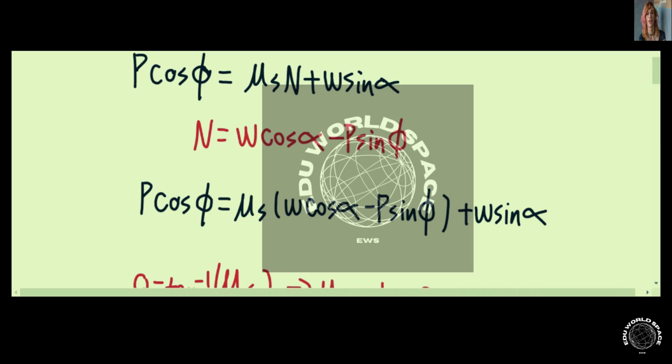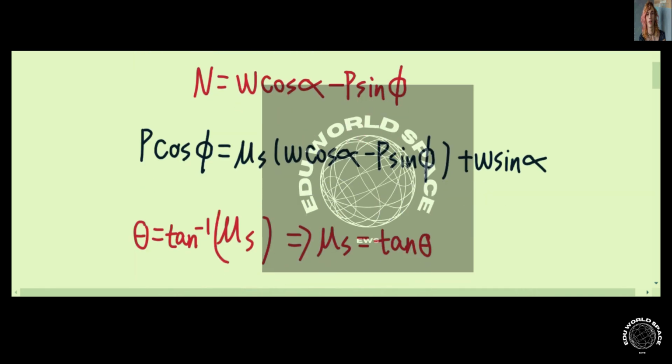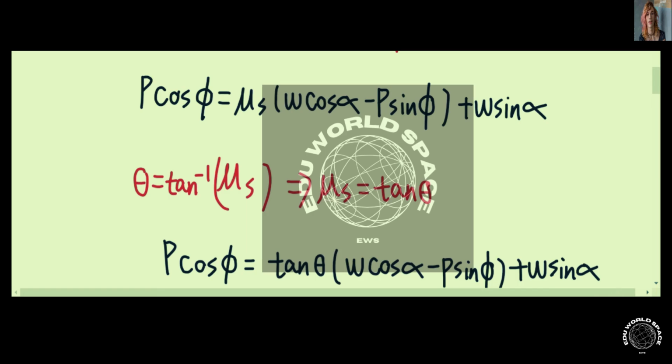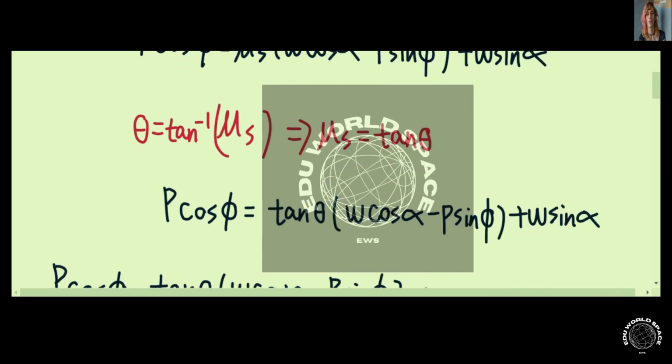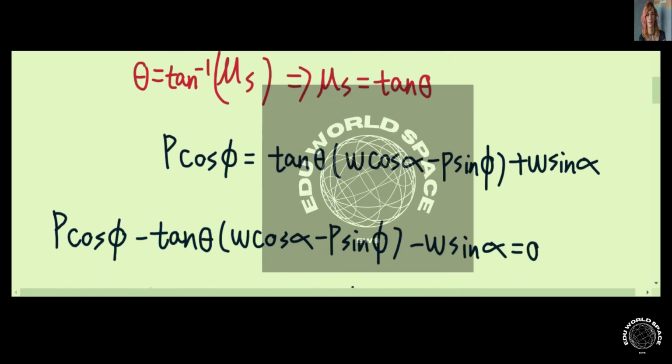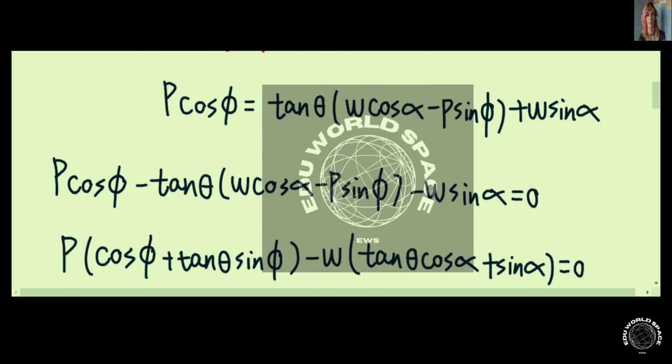plus W sine alpha. And remember in the question, it was given to us that angle theta can be equal to inverse tangent mu S. Therefore, the coefficient of the static friction can be equal to tangent theta. So now we have P cosine phi is equal to tangent theta times W cosine alpha minus P sine phi plus W sine alpha. Therefore, we have P cosine phi minus tangent theta times W cosine alpha minus P sine phi minus W sine alpha is equal to 0.